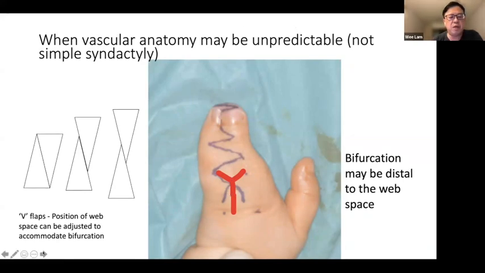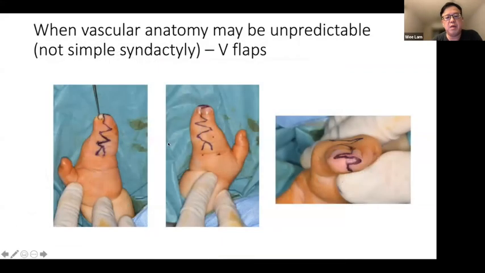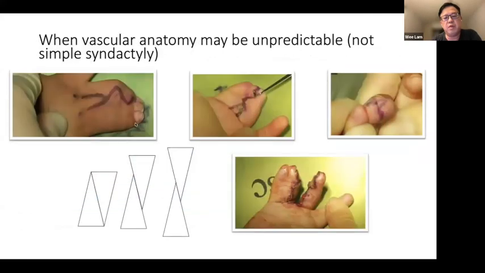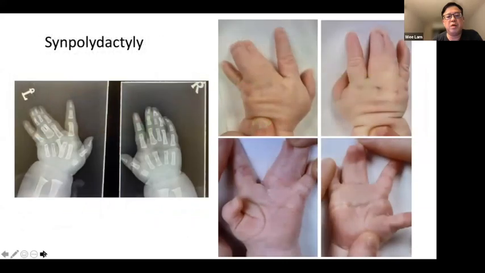And if you use this combined dorsal and palmar V flaps, you will end up needing skin graft, and that's quite important. So in cases where I think that the vascular anatomy might be unpredictable, I would usually not use a graftless technique. Another scenario, if I see a finger like this, I'll be thinking that perhaps the distal bifurcation may be unpredictable. And definitely, I will not use the graftless technique in sympodidactyly.